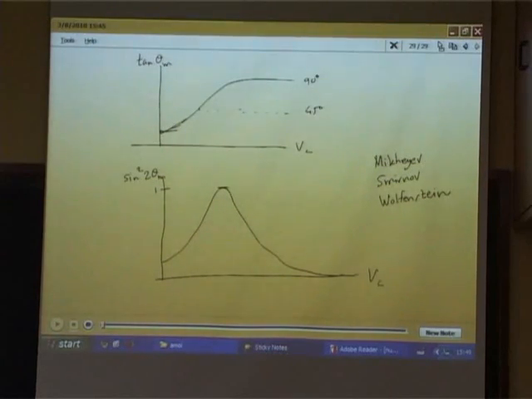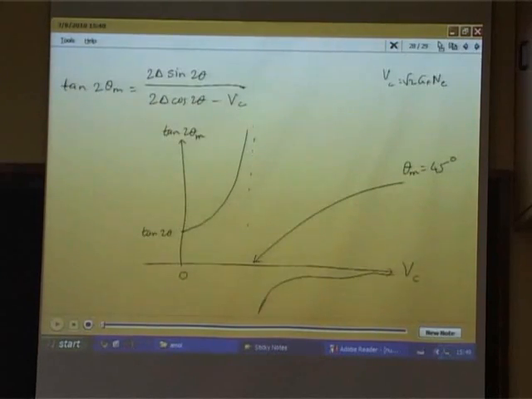So this point, where this sin square 2 theta m is maximum, is called the MSW resonance. And we know what happens at that point. That is the point where the denominator is 0.